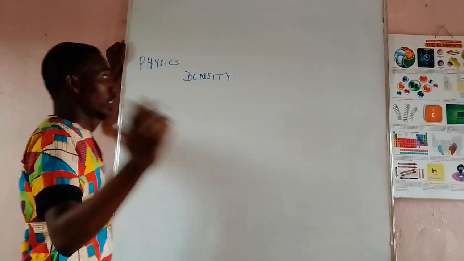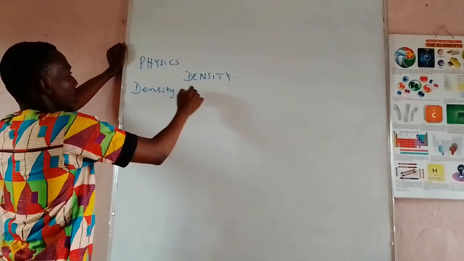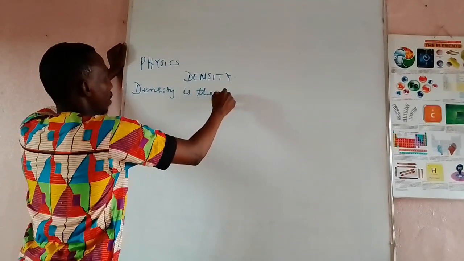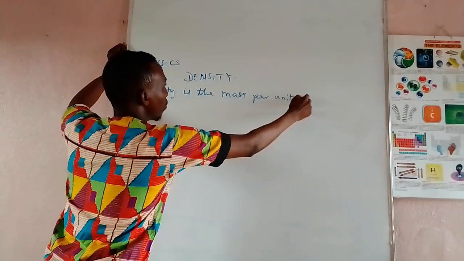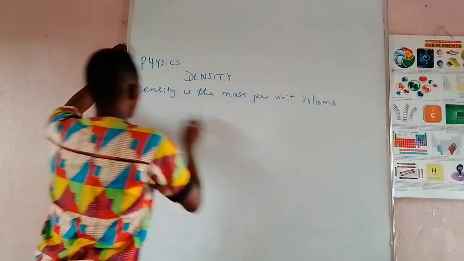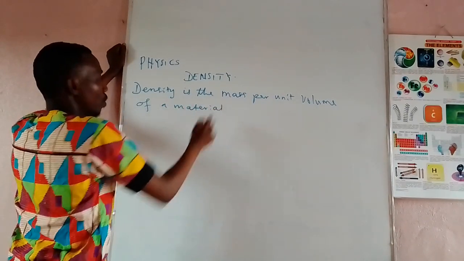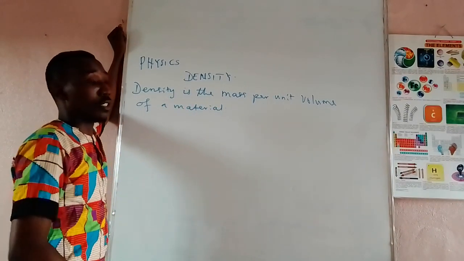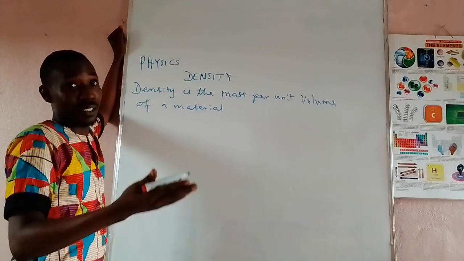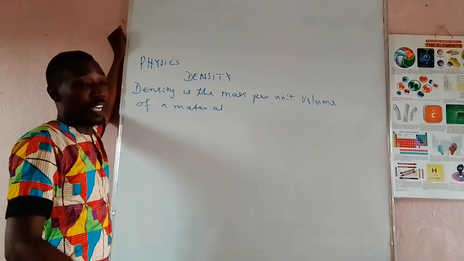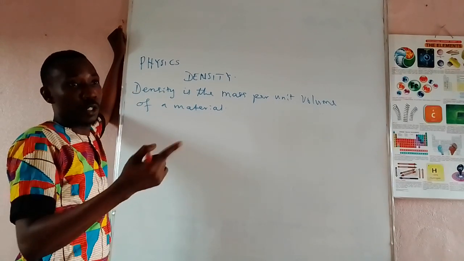Density. Well, what is density? Density is the mass per unit volume of a material. So density is the mass per unit volume of material. It means that every substance has a particular mass for one particular volume, maybe in meter cube or centimeter cube.